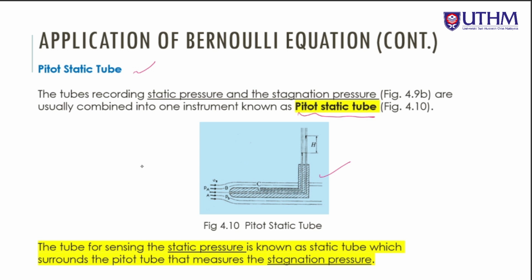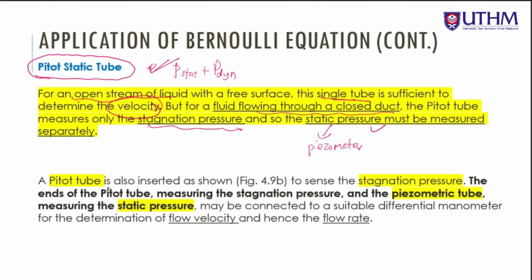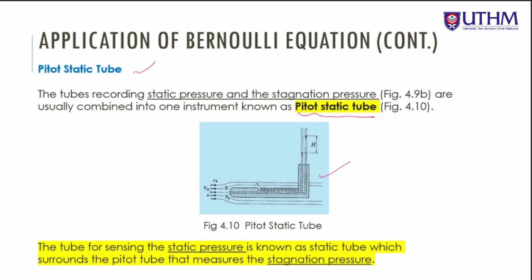Let's read the definition on the previous slide first. A pitot tube is also inserted, okay, to sense the stagnation pressure. The end of the pitot tube measuring the stagnation pressure and the piezometric tube measuring the static pressure may be connected to a suitable differential manometer for the determination of flow velocity and the flow rate. So they combine both, producing this pitot static tube, in which the tube records both static and stagnation pressure and combines them into one instrument.